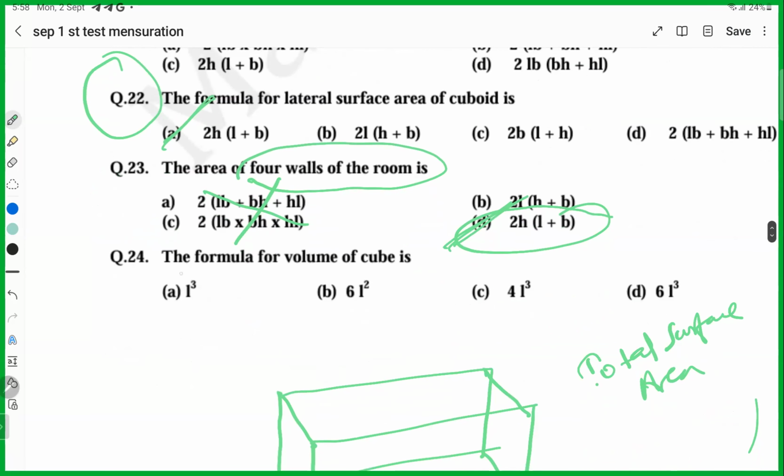Next. Sir, if we see length into breadth, then we have to exclude it, sir. Yes. Sir, can you tell the answer of 19 and 20?